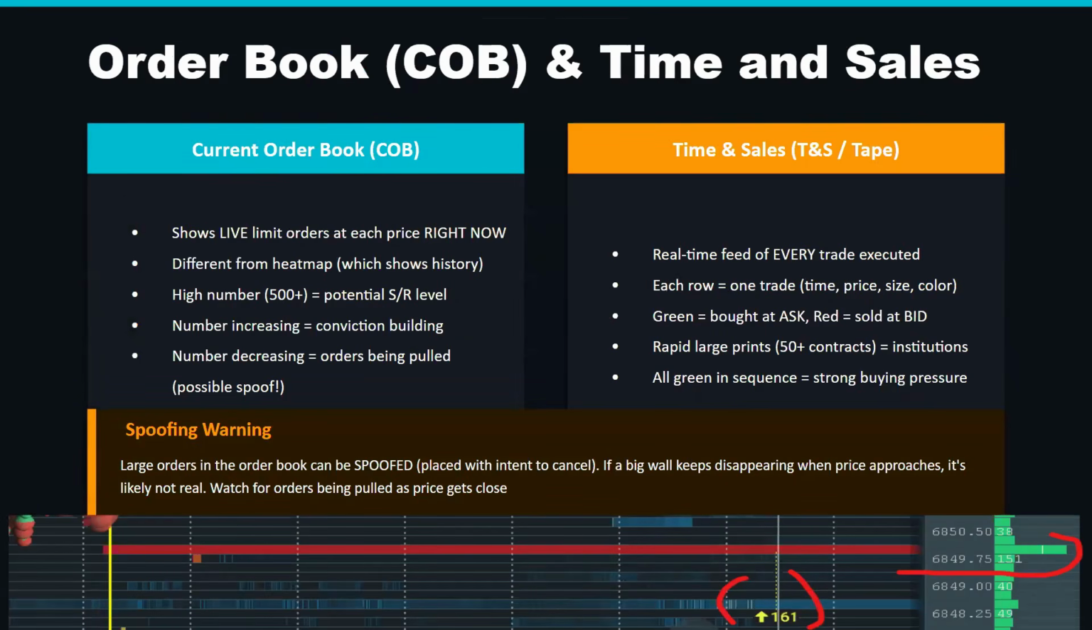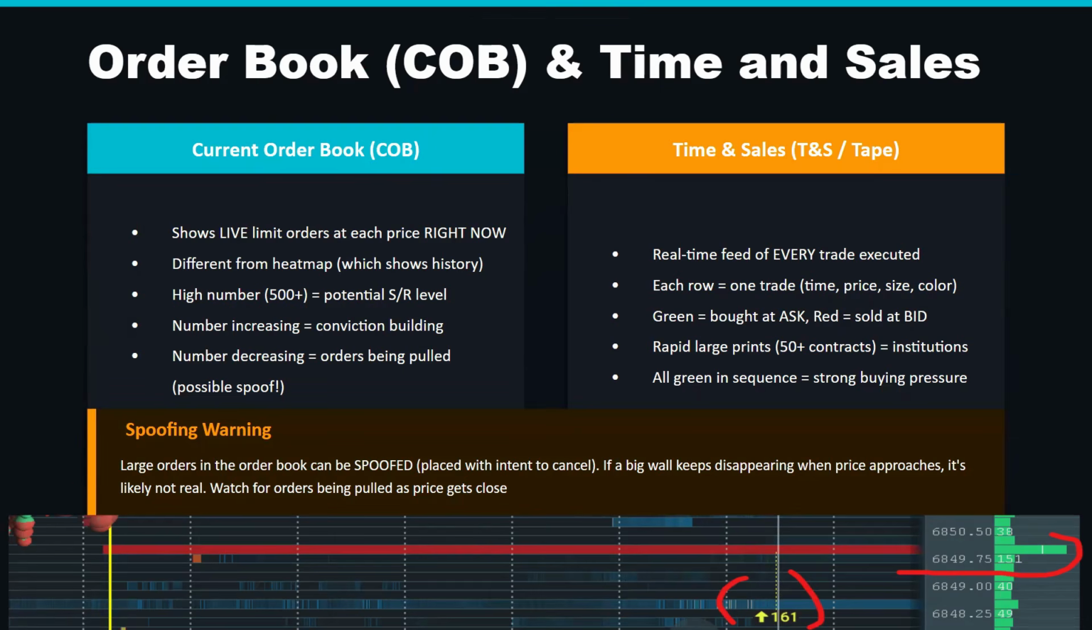So an order book and time and sales. Current order book, or COB for short, shows live limit orders at each price right now. It's different from the heat map because the heat map shows you the history. Current order book is a snapshot, right?